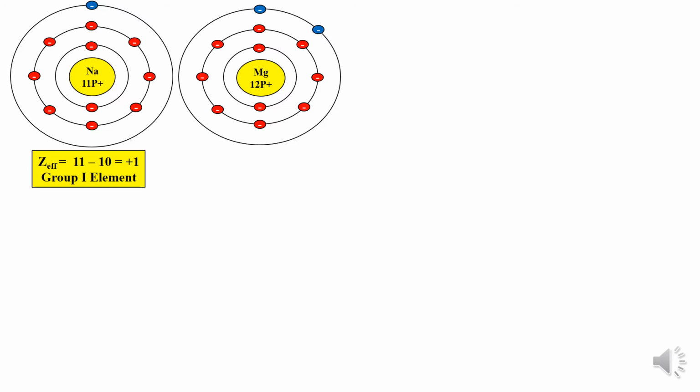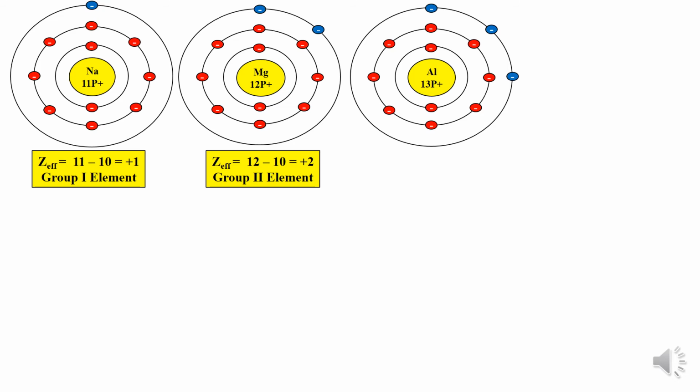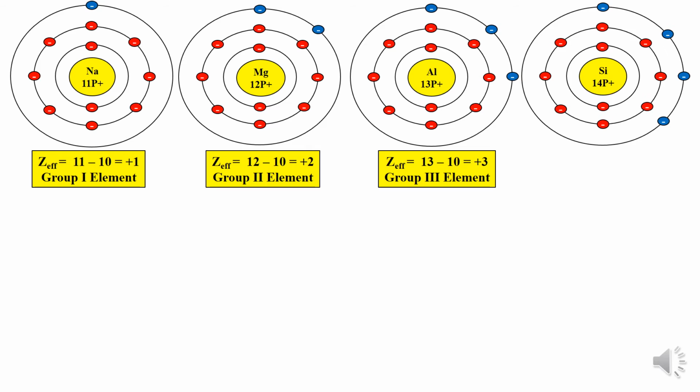Now, sodium element, it's a group 1 element with 1 valence electron and Z effective value of +1. Magnesium is a group 2 element with 2 valence electrons and Z effective value of +2. Aluminium is a group 3 element with 3 valence electrons and Z effective value of +3.